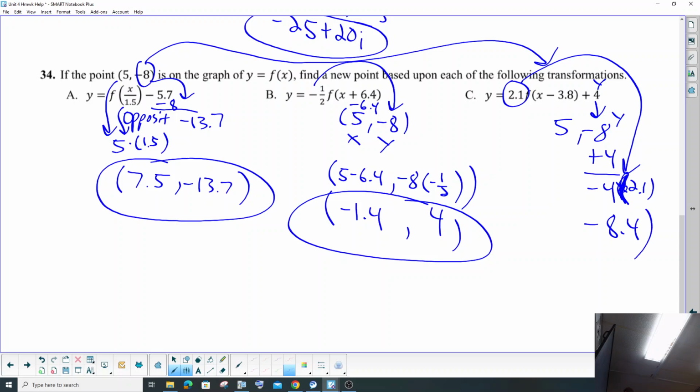And then we're going to do the opposite now. Remember, the x value is opposites. And so that's going to be a plus 3.8, which is 8.8. Nice.